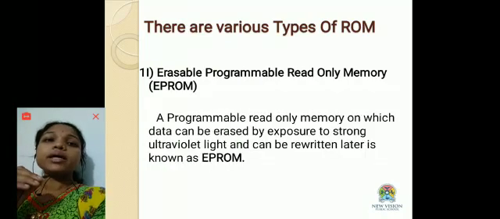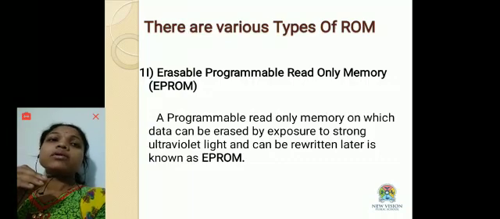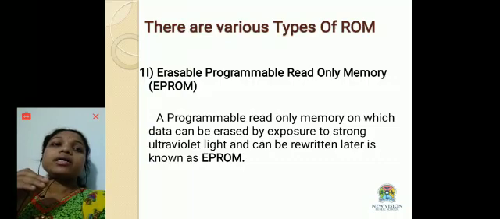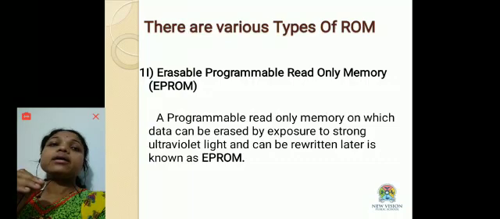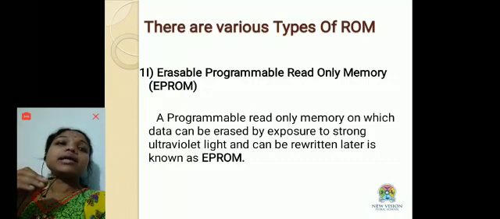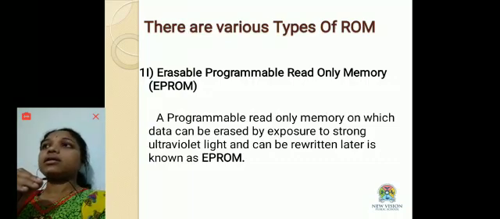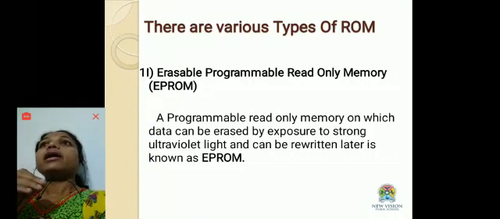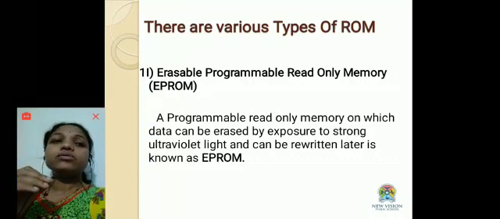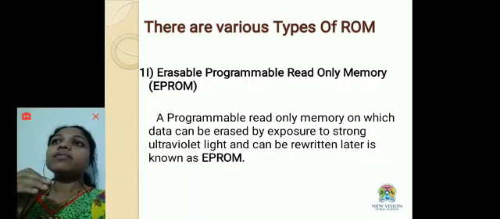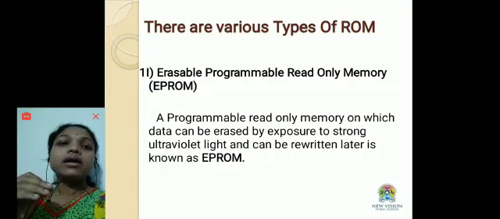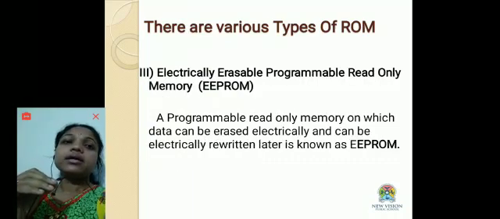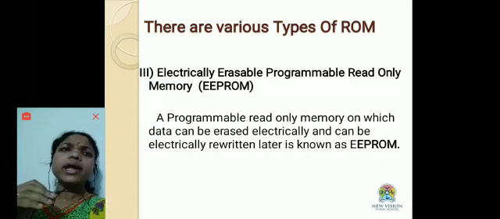Second is erasable programmable read-only memory. In this type, EPROM, programmable read-only memory on which data can be erased by exposure to strong ultraviolet light and can be rewritten later, is known as EPROM. We can write once, erase, and again write using the EPROM. We can erase the data by using ultraviolet light.